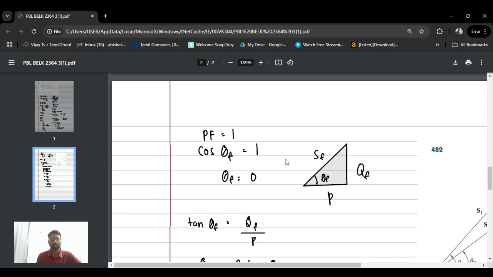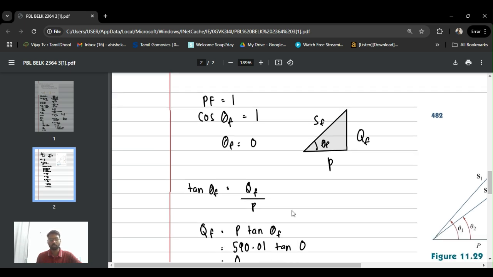Cos phi is equals to power factor. So cos phi is equals to 1 now. So phi we will get 0. So notice your angle difference, when it's more to 0, the power factor will be more to 1. So in our question previously, they asked us to make the power factor into unity. So cos phi is equals to 1, and the phi will be 0.